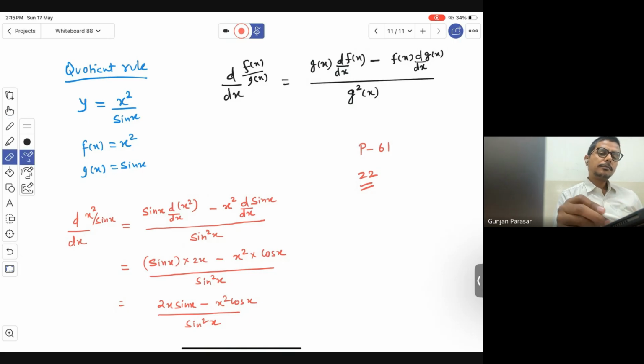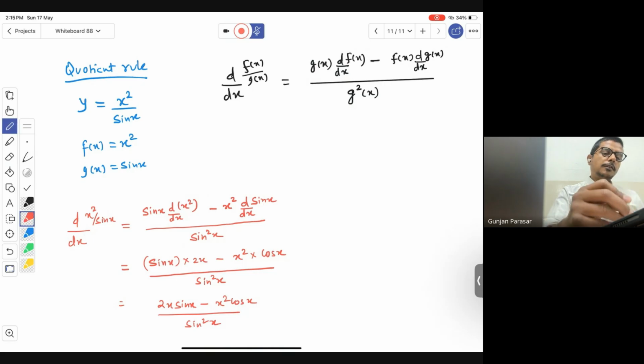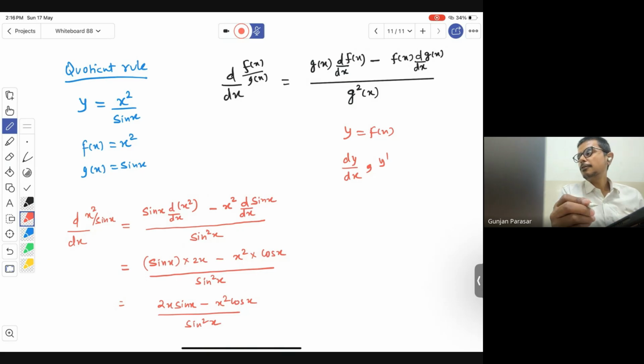Okay, before you do this, suppose y is a function of x. Then if I write dy by dx, you understand what it means. Another symbol for dy by dx, sometimes we use y dash. If you are lazy to write dy by dx, you write y dash. It's a shortcut symbol. Dash means differentiation, or I can even write f dash x.